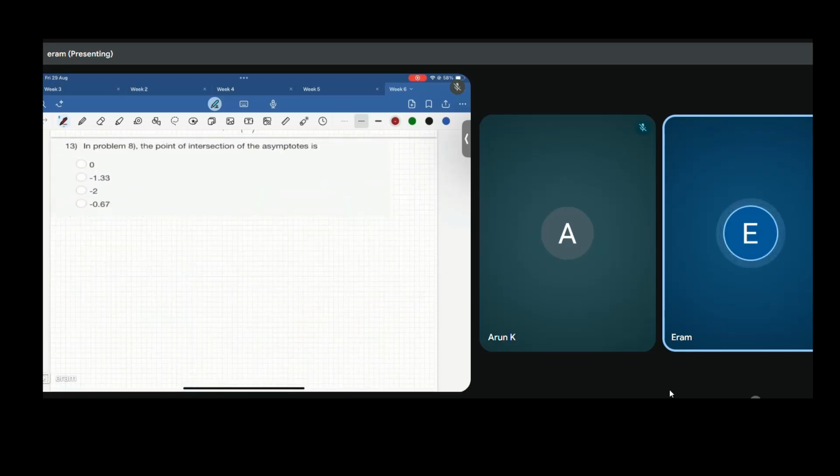Okay, the obvious question, what will be the point of intersection of these asymptotes? Where would they intersect the real axis?